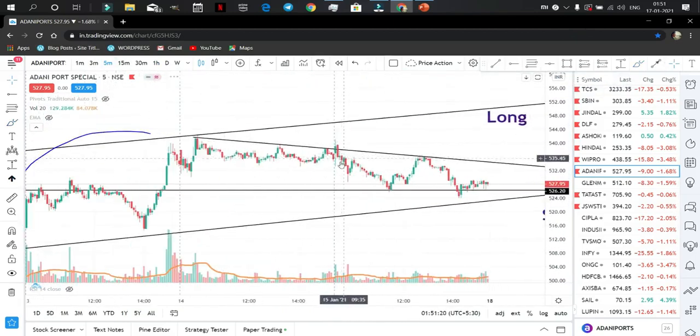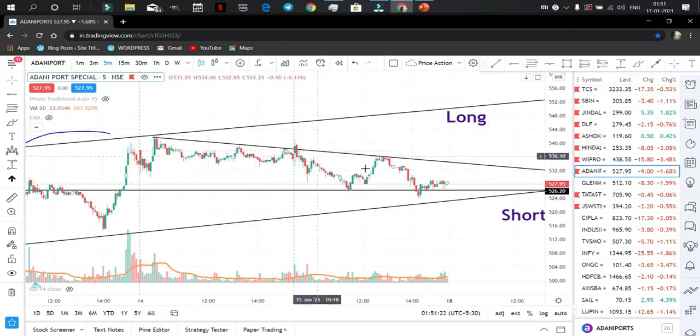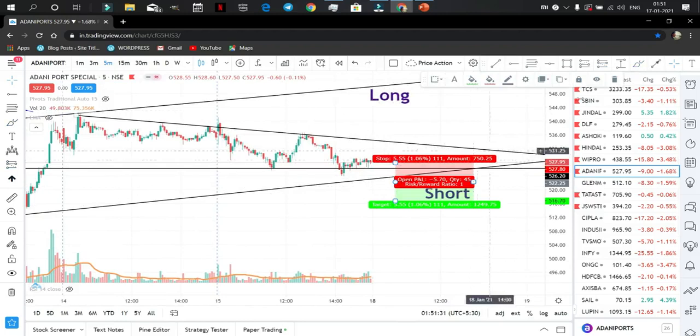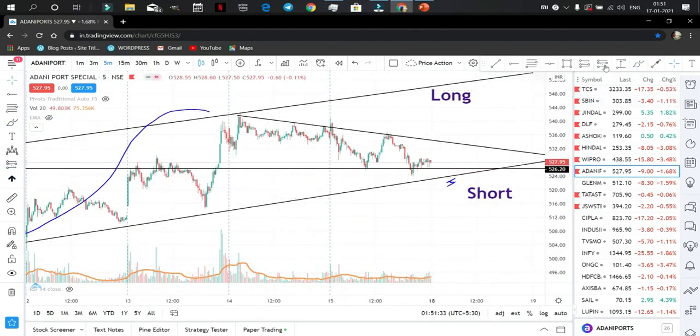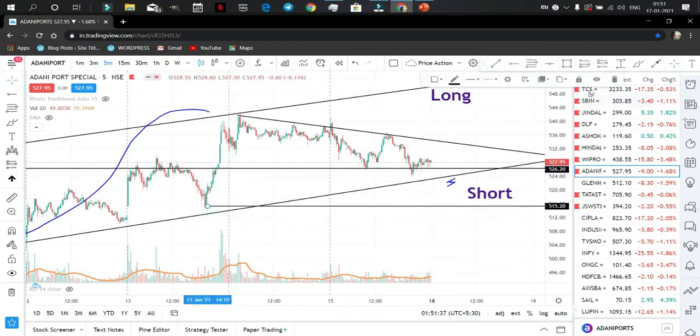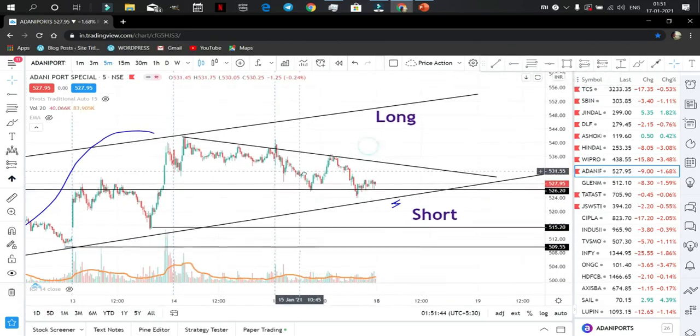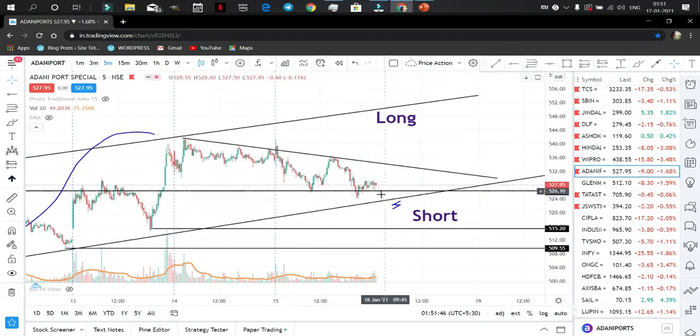On the 5-minute time frame, you can see that the stock has been going down. So if it breaks the channel, if this low point is broken, then I would prefer to take a short trade in this stock, and our targets could be something like this. This could be our first target, and this can be our second target. So it can give a really good move when it comes, if this is broken.